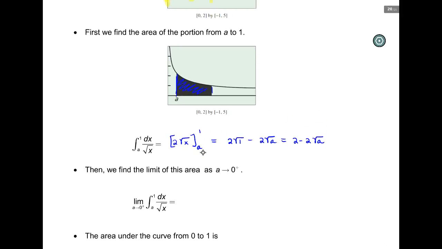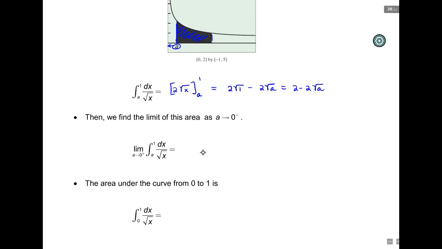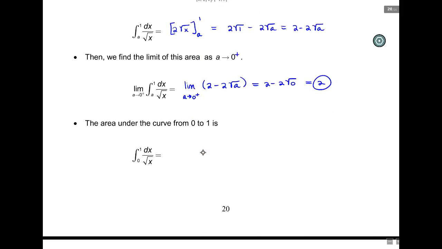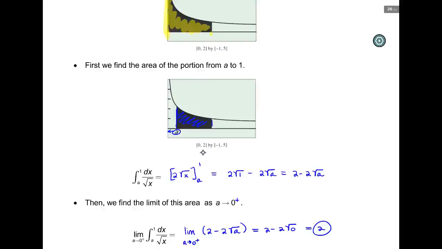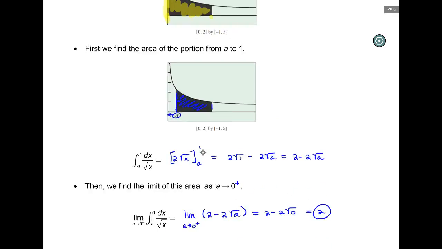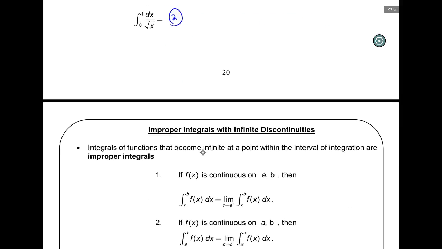Now, what we want to try to do is say, all right, as a gets closer and closer to 0 from the right, what is that value going to be? So we get the limit as a approaches 0 from the right. Now we already said that when we evaluated that integral, we got 2 minus 2 root a. So we get 2 minus 2 root 0, which is 2. So therefore the area under the curve from 0 to 1 is 2. Kind of neat. That's another way that we use improper integrals.